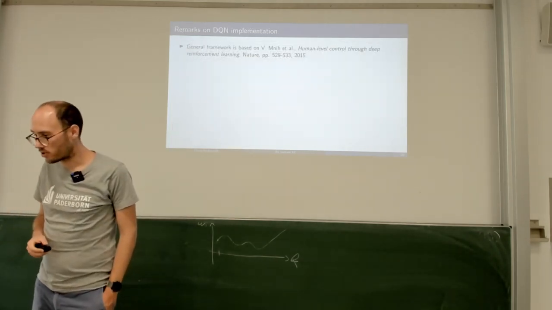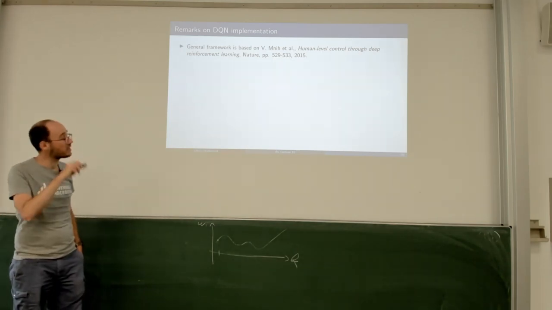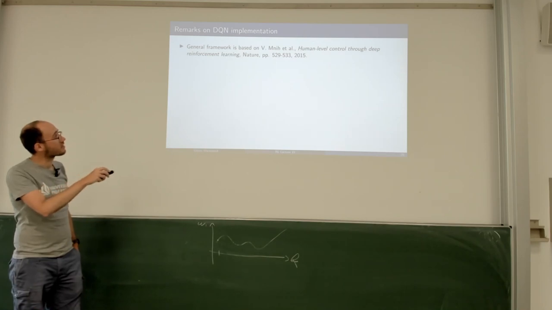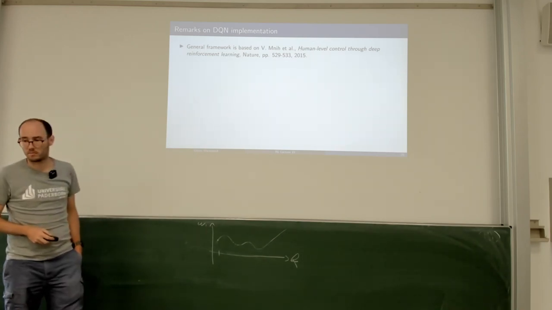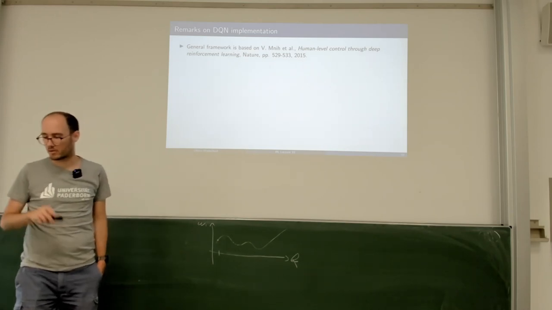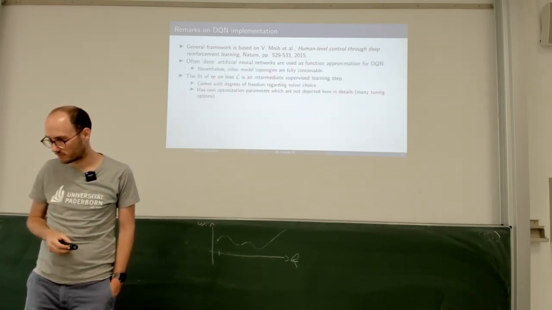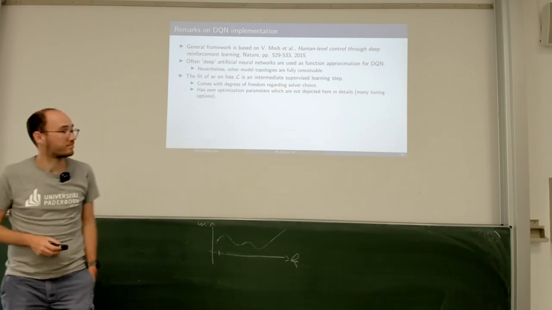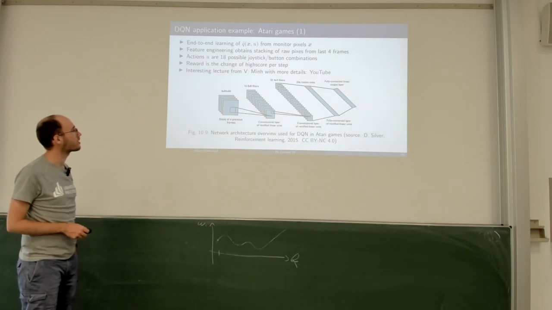Where does the algorithm actually come from? Of course, I also wanted to give you the resource here. That's from Mnih and others, Human Level Control through Deep Reinforcement Learning. That is actually one of the great breakthroughs of reinforcement learning in the domain where it really gained momentum. Maybe I just jump over this with respect to time. It's not so important here.